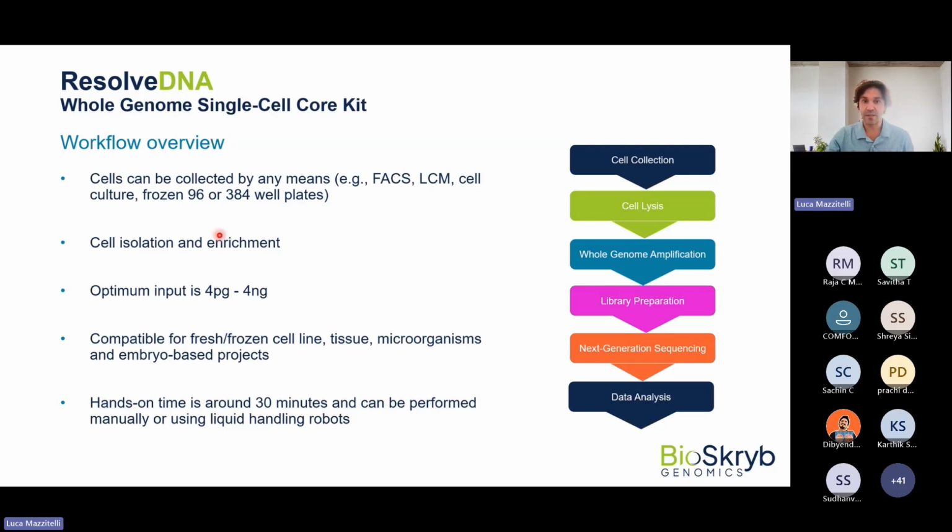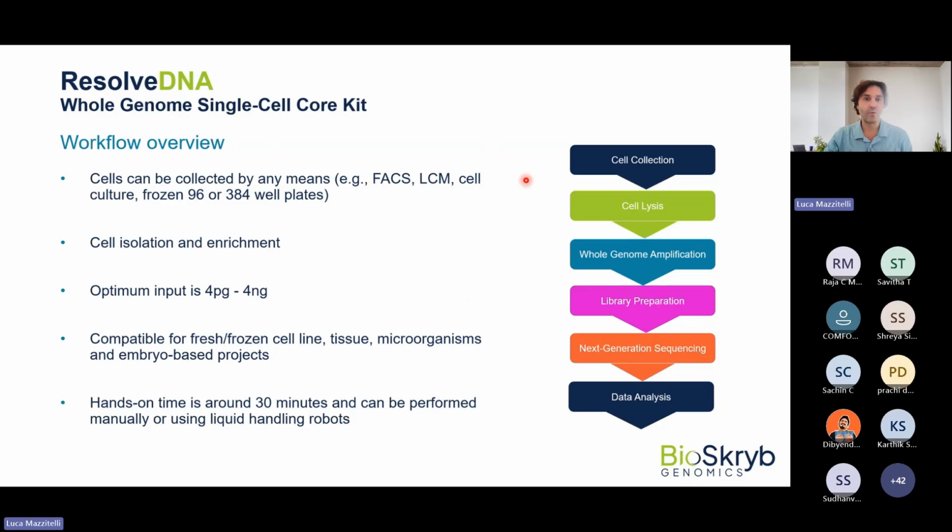First step is the cell isolation. You can do it through FACS or laser capture microdissection. If you're working with a cell culture, you can work with that too. The important thing is that you can work with fresh frozen cell lines. The cells must be viable, and the DNA must be intact. It can also work with a microorganism, for example, or with high molecular weight, low template DNA.